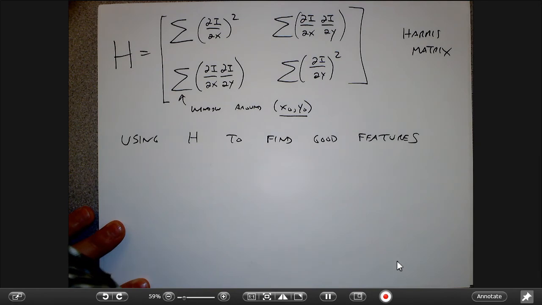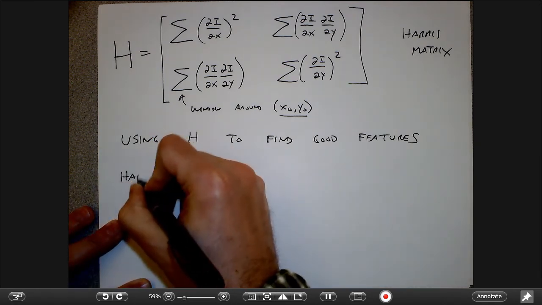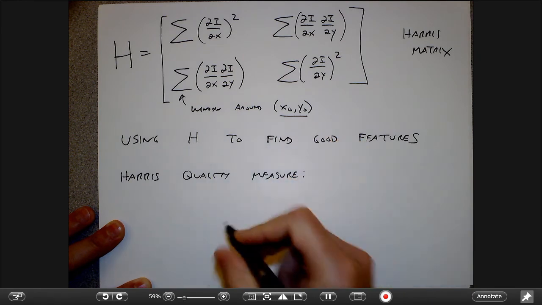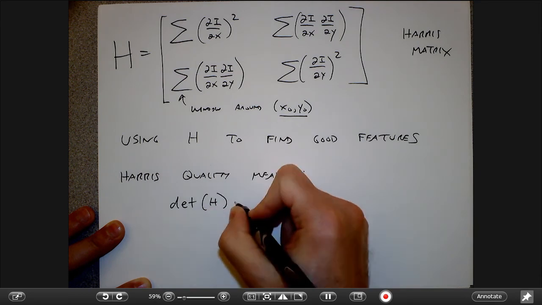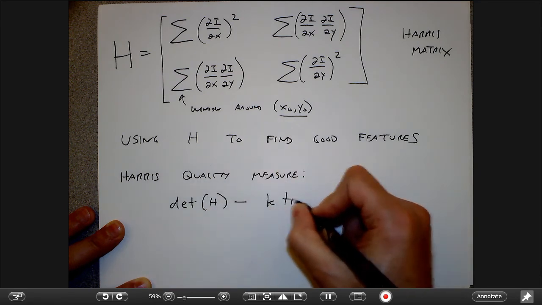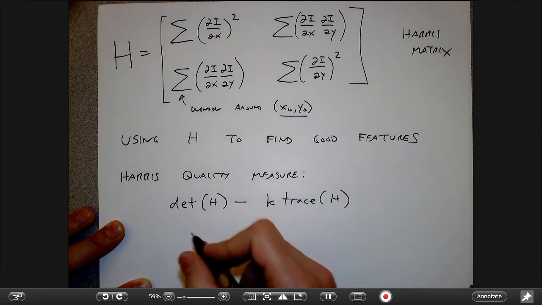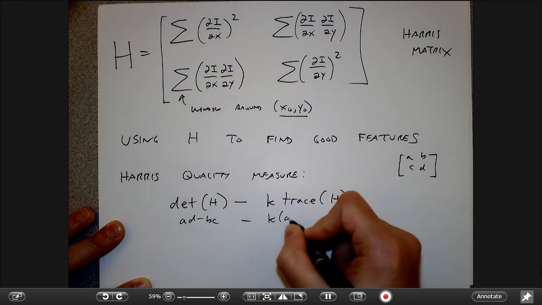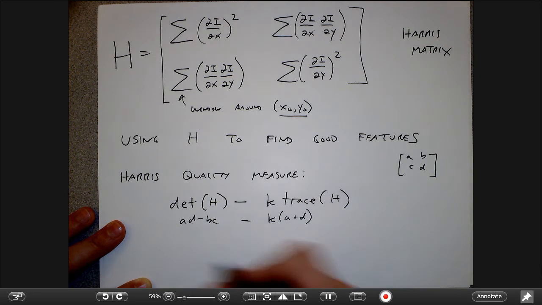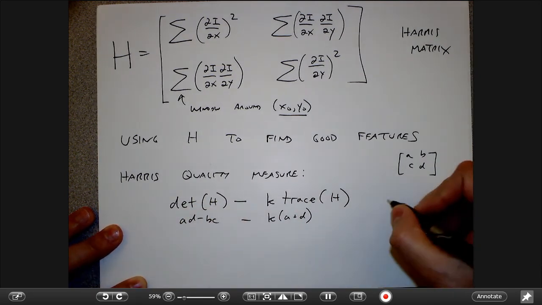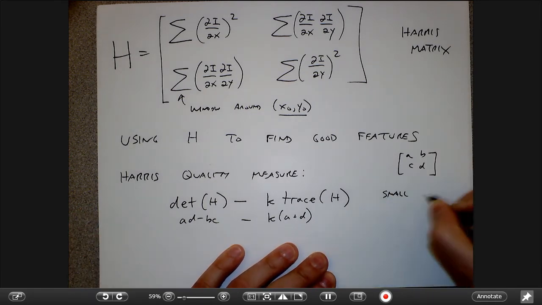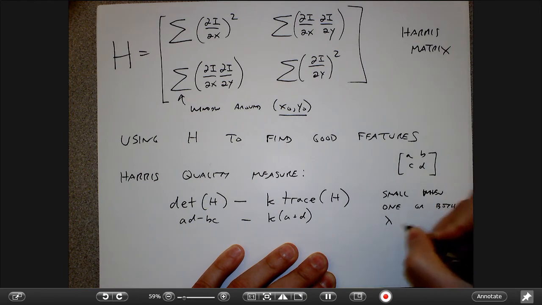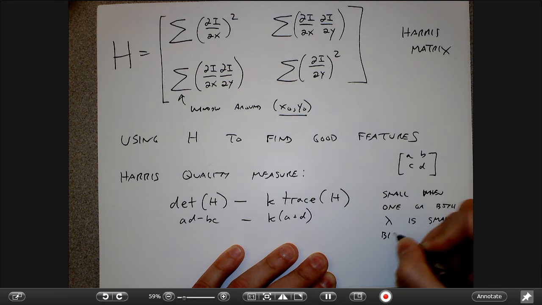And so the original Harris idea, the Harris quality measure, is to take the determinant of H minus some multiple times the trace of H. Remember, the determinant is like saying I have AD minus BC, and this is like saying I have minus the trace. You can show that this is related to the eigenvalues. And what I can do is basically, this is going to be small when one or both of the eigenvalues is small, and big otherwise.